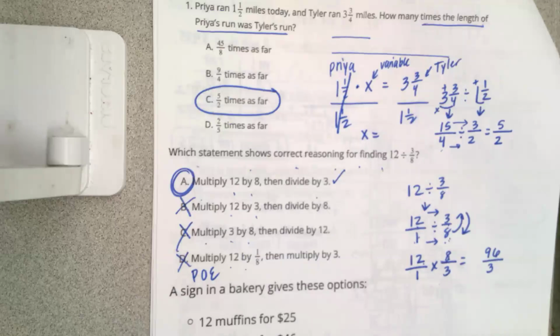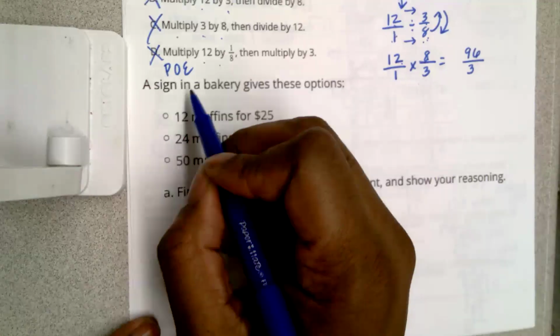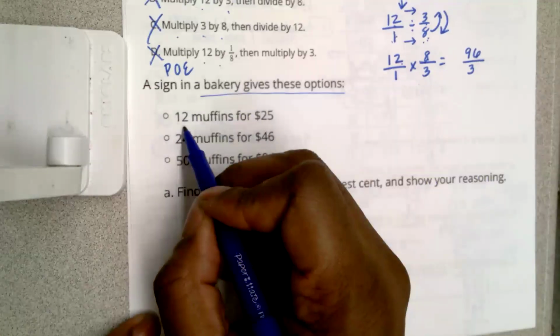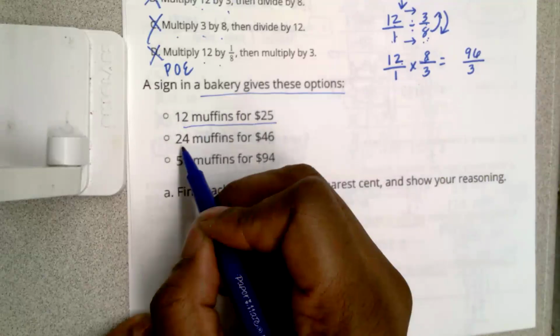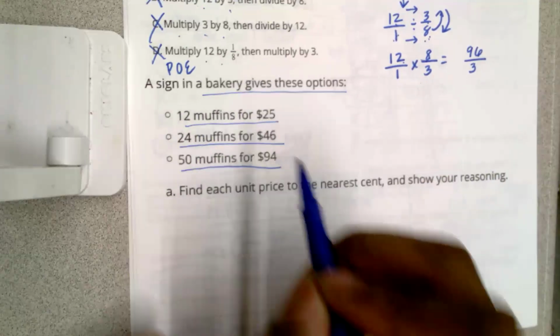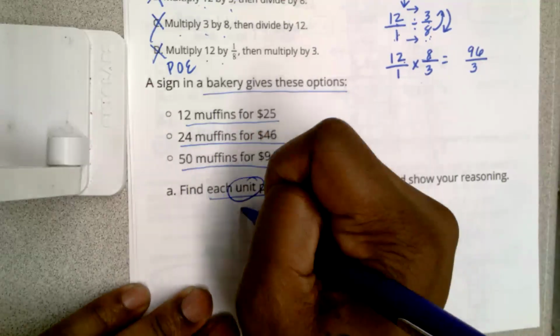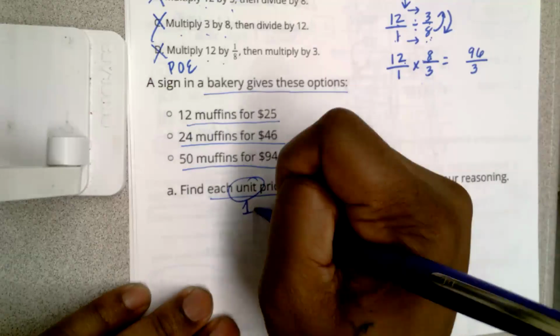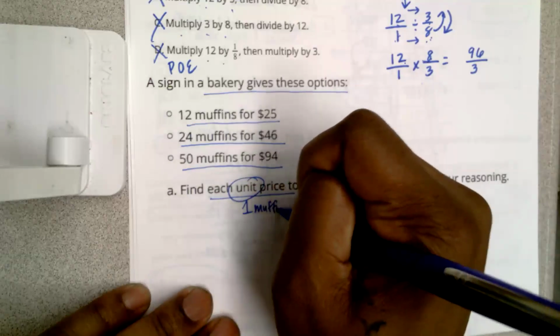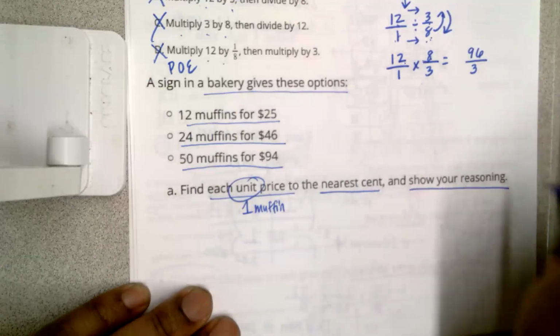If you got that right, kudos to you. I'm so proud of you. Let's go to this one. It says a sign-in bakery gives these options: 12 muffins for $25, 24 muffins for $46, and 50 muffins for $94. Find each unit price, and unit means for one muffin, to the nearest cent. Okay, and show your reasoning.